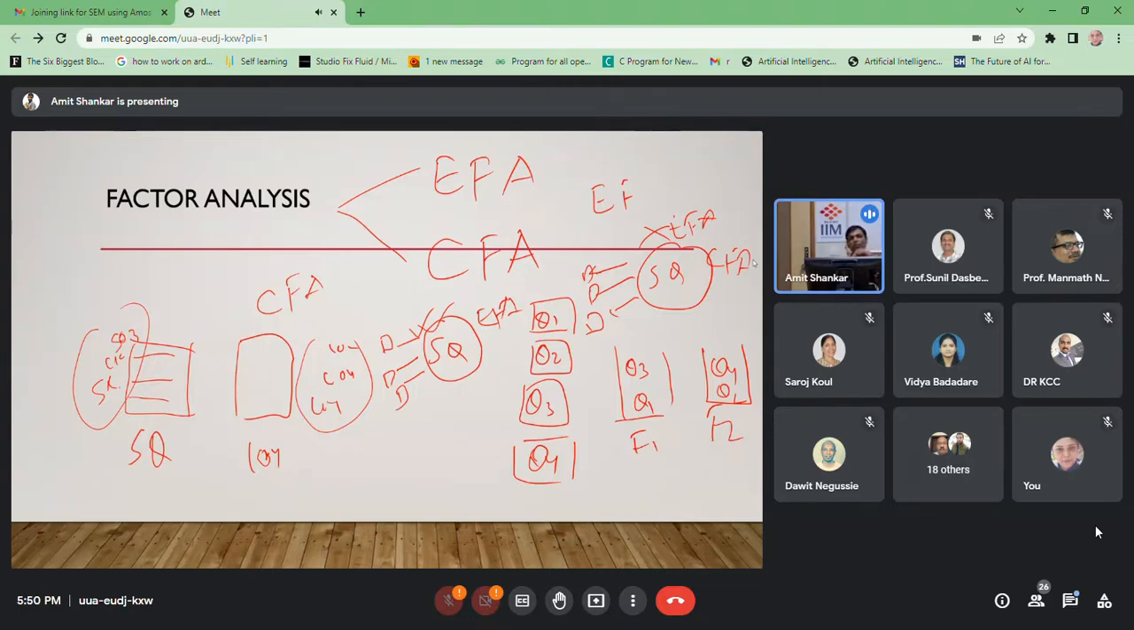Any question, please let me know related to EFA versus CFA. Is it clear? EFA versus use of CFA, it's very controversial. People are very fond of using EFA. I don't know why, especially in India, I have seen that everyone wants to use EFA. But please let me know if you have any doubt about using EFA and CFA.